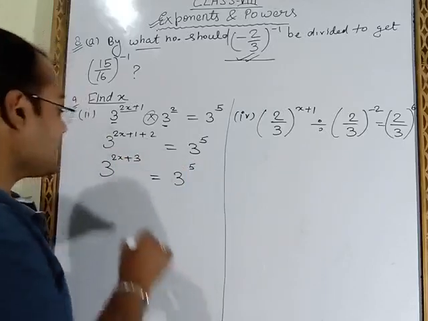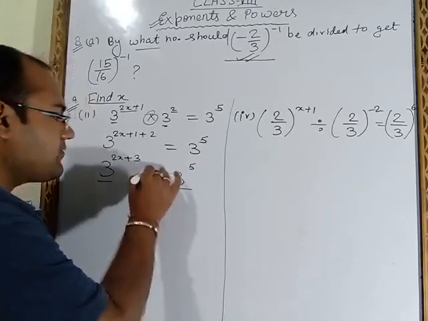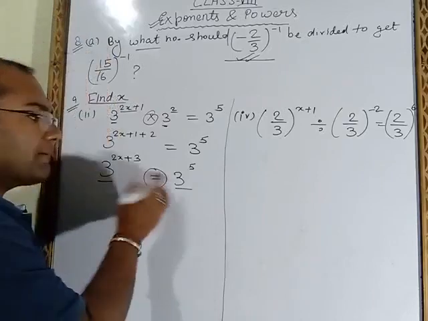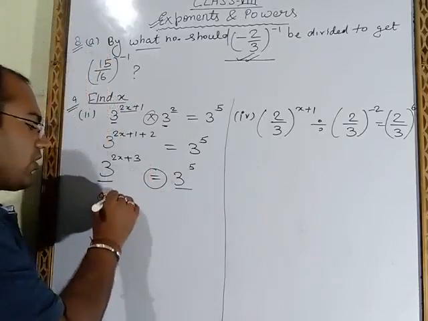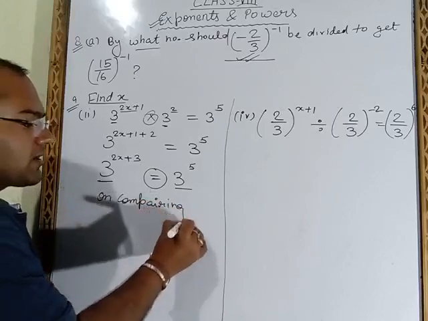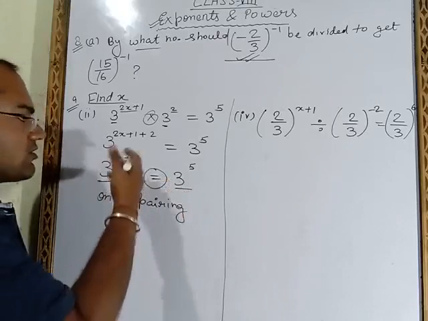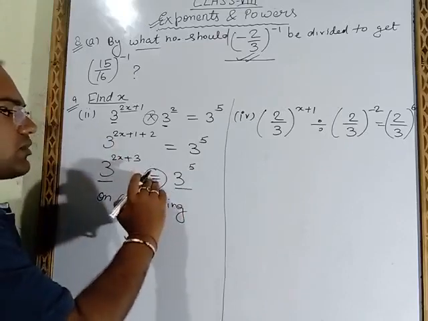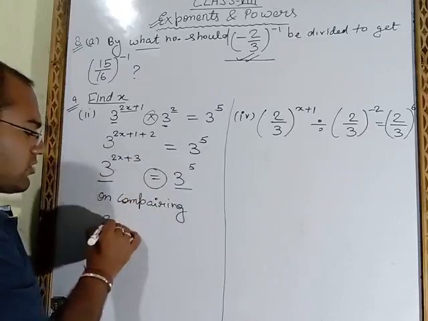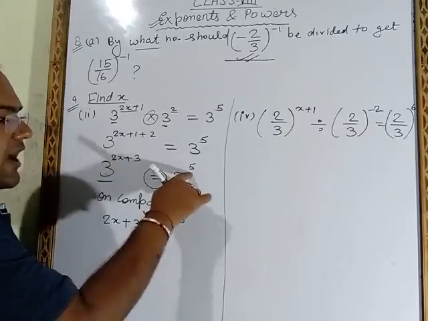Now here the base is 3, here also the base is 3, and in between an equal sign is coming. So in such a question what you have to do is compare on both sides. On comparing both sides, these bases will get cancelled, and these two powers we have to put equal. What is the sign in between? Equal sign. So these two powers we put equal: 2x plus 3 is equal to 5.